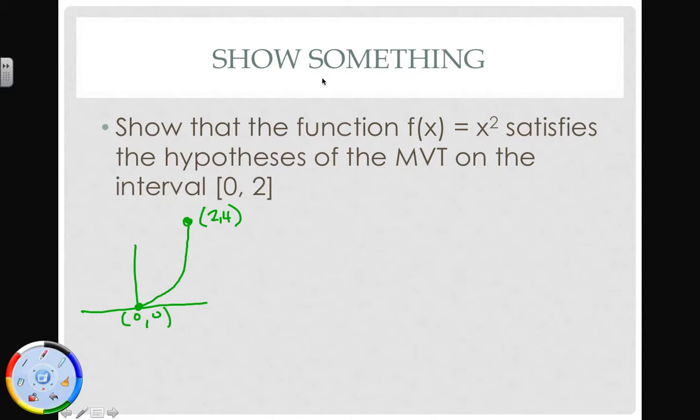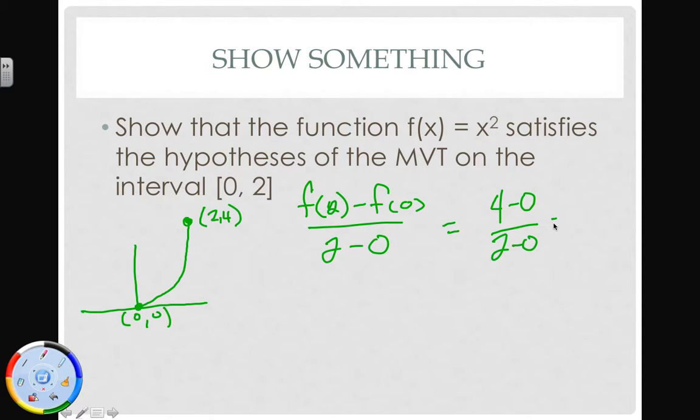We should have one. So I basically want to do f of 2 minus f of 0 all over 2 minus 0. And I know this to be f of 2 is 4, minus 0, over 2 minus 0, which is 4 over 2, which is 2. And I'm basically saying, okay, where the derivative is 2x. So is there some value that makes 2x equal to 2? Well, of course there is. x is equal to 1.